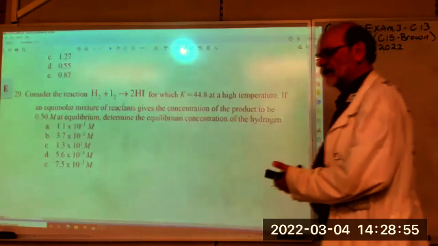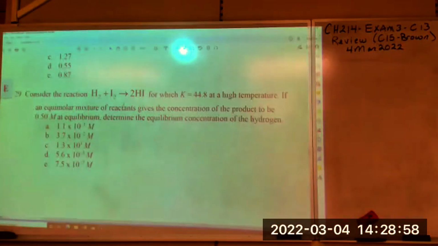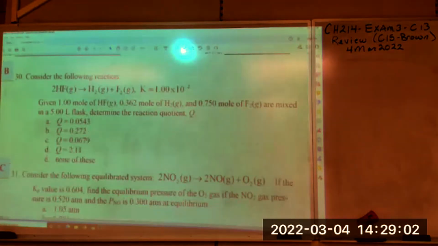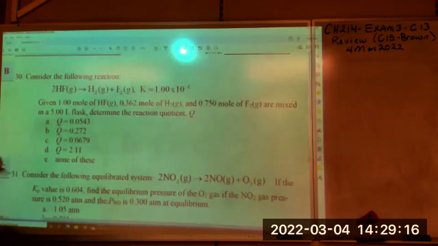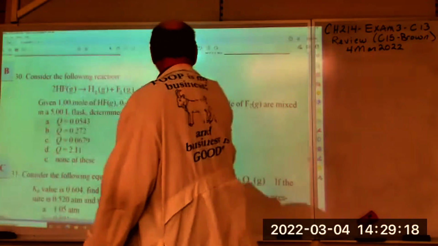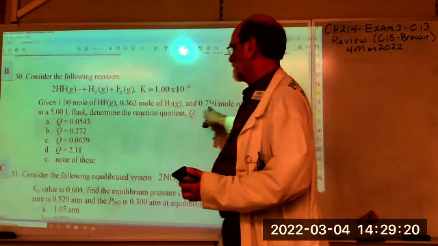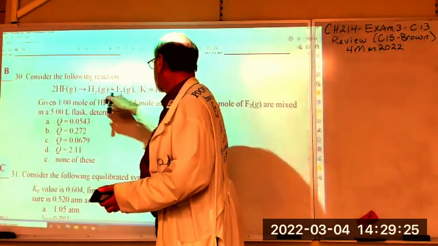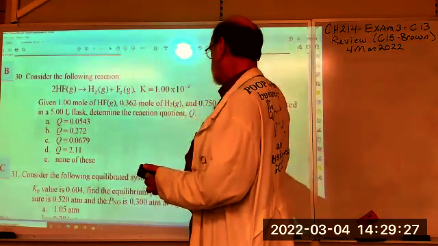Okay, 29. Let's see, 30. Consider the following reaction. Given 1 mole of HF, 0.362 moles of H2, 0.75 moles. Determine the reaction quotient. All right, you can do that, can't you? Just 1 mole divided by the volume is the molar concentration of this one. Calculate that one. Calculate this one.